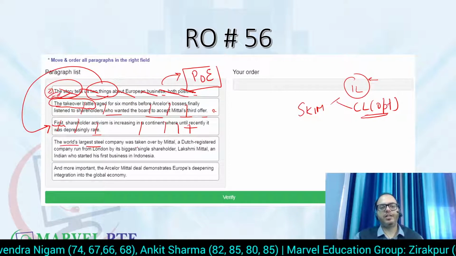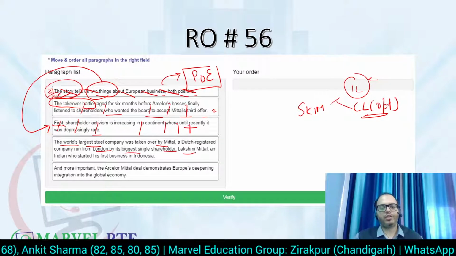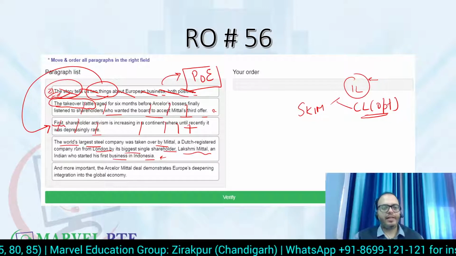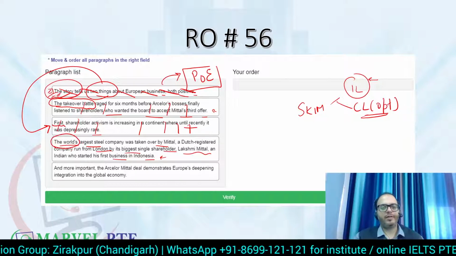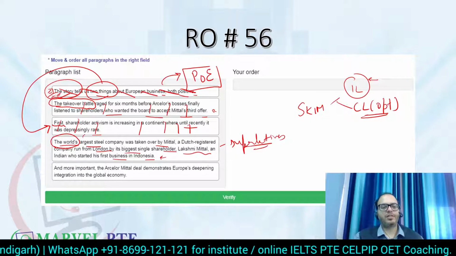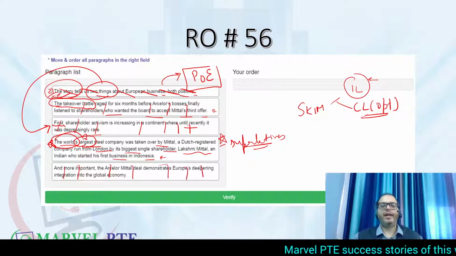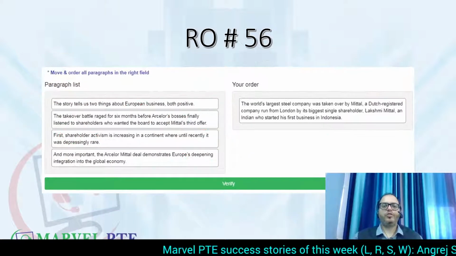"The world's largest steel company was taken over by Mittal, a Dutch registered company run from London by its biggest single shareholder Lakshmi Mittal, an Indian who started his business in Indonesia." So can this be the independent line? Yes, it can. Why? Students say, sir, "the world's" is used, but always remember that all superlatives, like largest here, always take "the" with them. So this can be your independent line. And "more important" means something must already have been said, so this cannot be your independent line either. You see, through the process of elimination we found our independent line, so we are going to drag it over here.